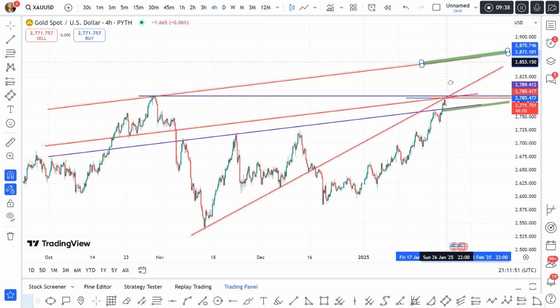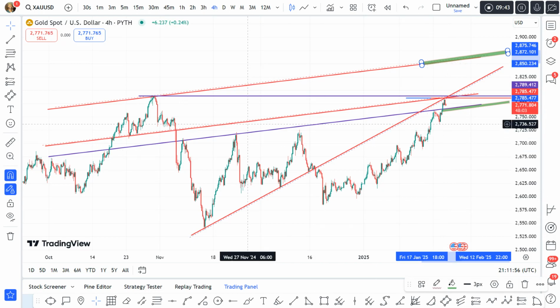2,850. That is what the structure is given. The vibe is 2,850. But the price must return to this structure. If it returns here, close your eyes and place a buy.